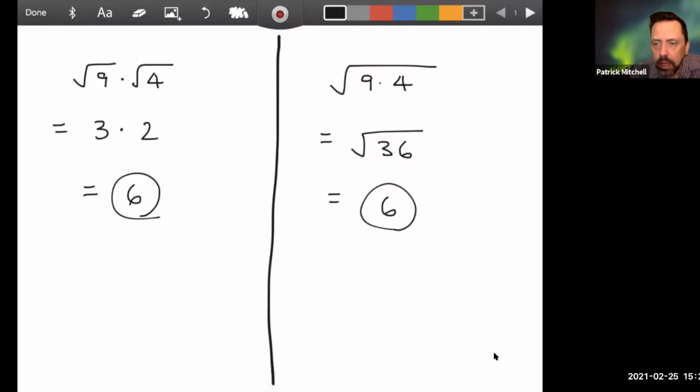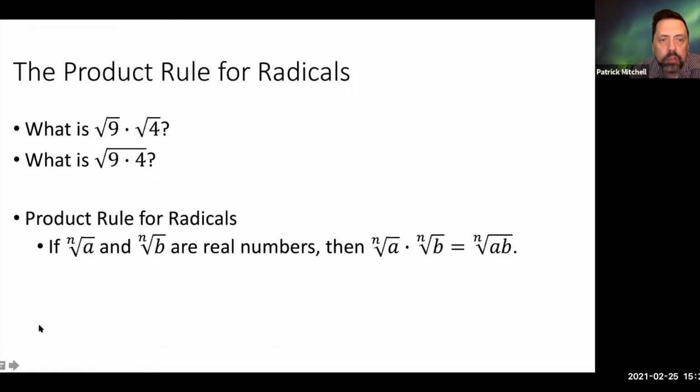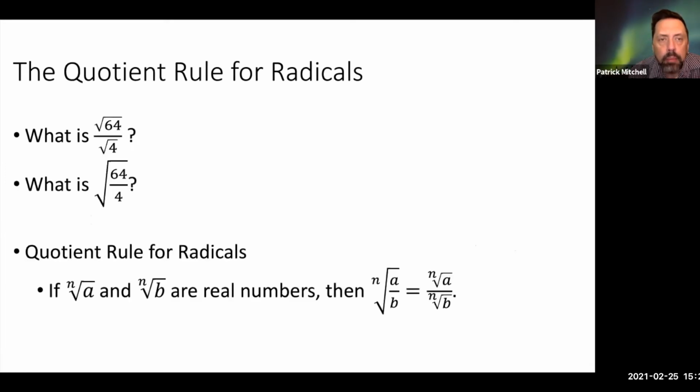And that gives us what's called the product rule for radicals. So if the nth root of A and the nth root of B are real numbers, then the nth root of A times the nth root of B will always equal the nth root of A times B. So you're going to see a few different examples of how we're going to use that. But first, let's look at this.